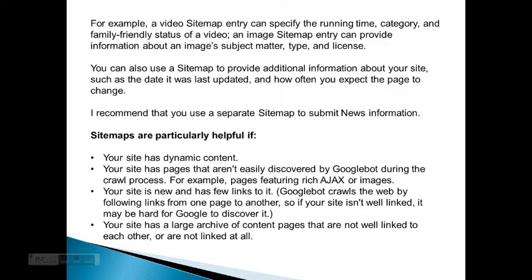Sitemaps are particularly helpful if your site has dynamic content or has pages that aren't easily discovered by Googlebot during the crawl process. For example, pages featuring rich Ajax or images. Your site is new and has few links to it. Googlebot crawls the web by following the links from one page to another, so if your site isn't well linked, it may be hard for Google to discover it. Your site has a large archive of content pages that are not well linked to each other or are not linked at all.